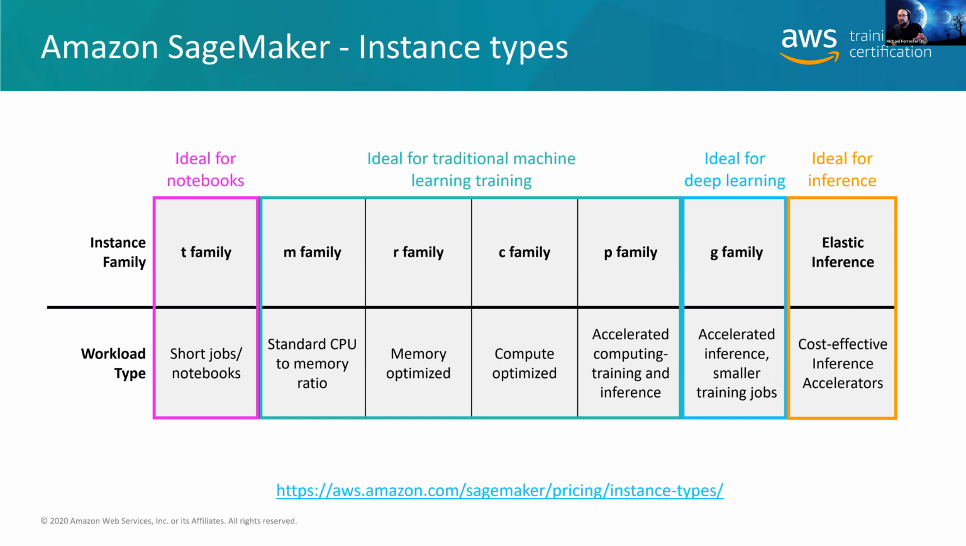So that inferencing, elastic inference, by the way, can it be added to almost all the types? I don't think the T family can handle it, but I have to look that up because I could be misremembering that. But you basically add inferencing capacity to any of these systems.